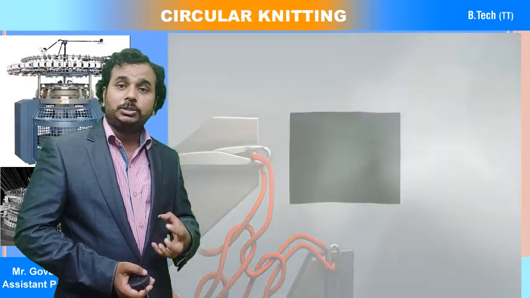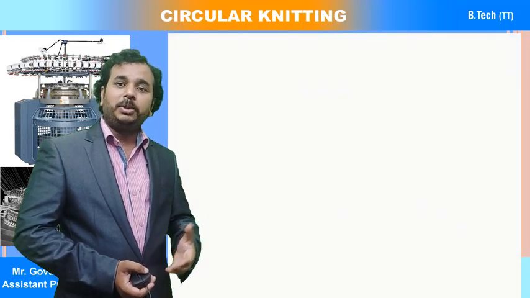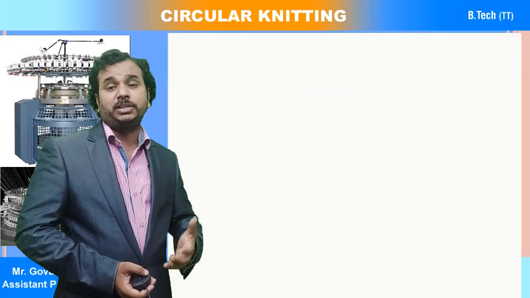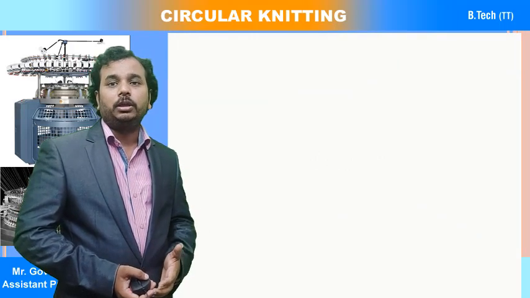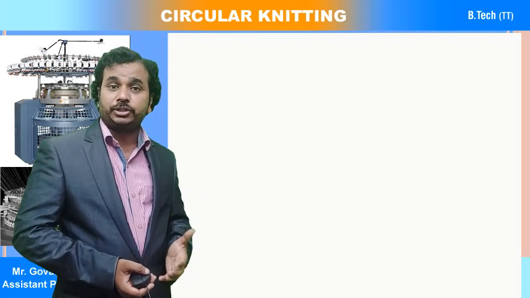So the new loop is going to be drawn through the old loops of the cylinder as well as the dial. Okay. So this is how the double jersey knitted fabric is going to be manufactured.